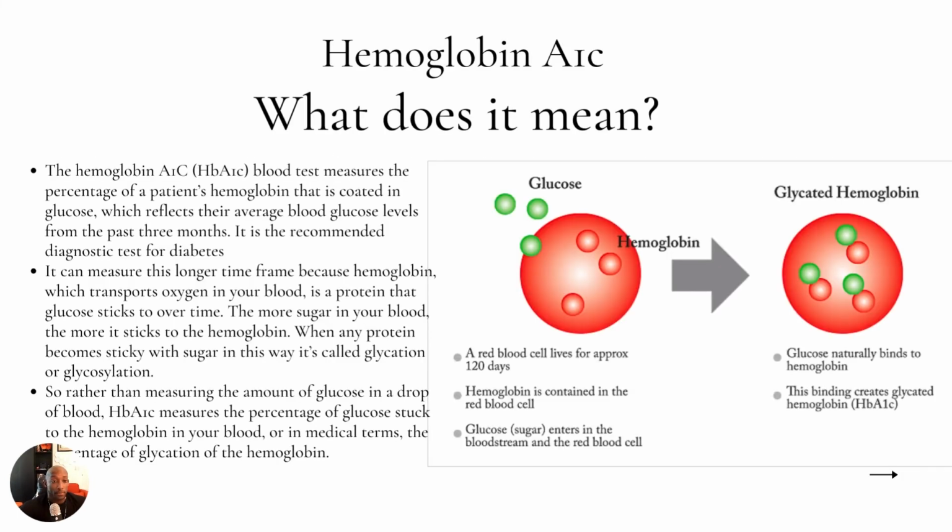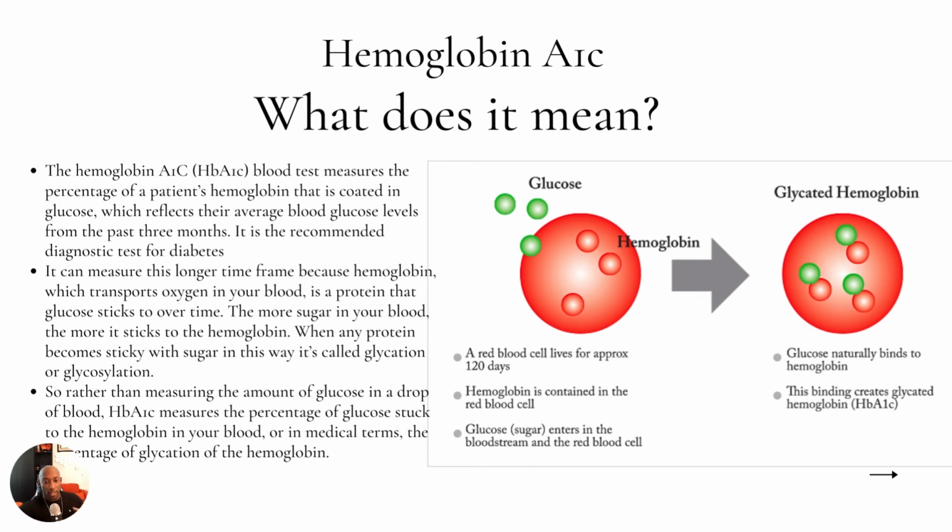Now we're going to talk about your hemoglobin A1C. This is a test that's essentially the measure of the percentage of a patient's hemoglobin that is coated in glucose. As you can see here, this is hemoglobin, and this is glycated hemoglobin. So essentially the glucose attaches to it, and that's what we're measuring.